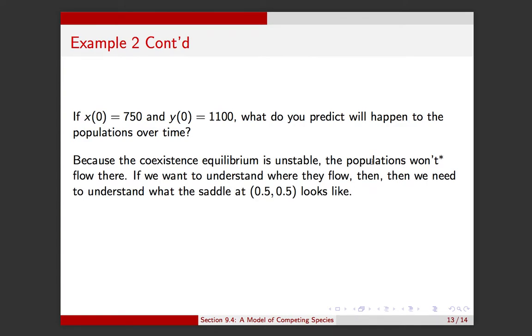So here I say the populations won't flow towards coexistence. Again, there's a little asterisk on the won't, because with an unstable saddle, if you're precisely on that non-dominant eigenvector, you can actually flow back to the point. But again, that's very rare.